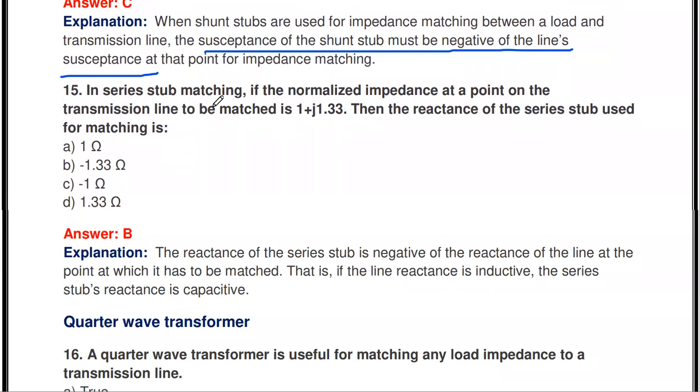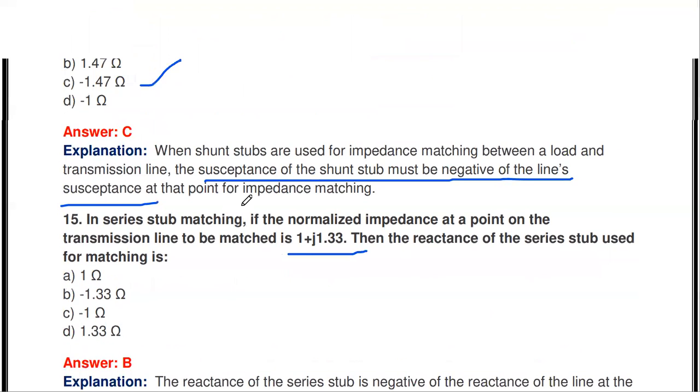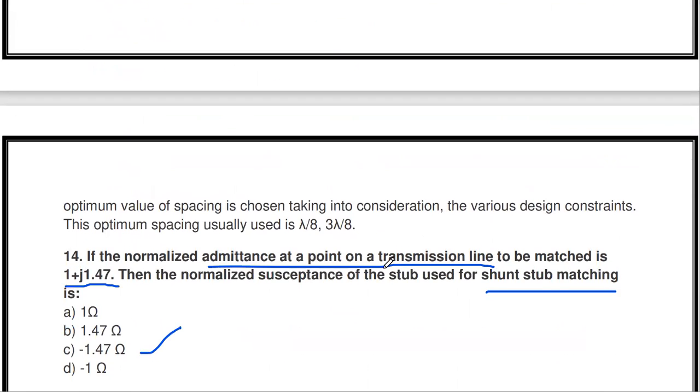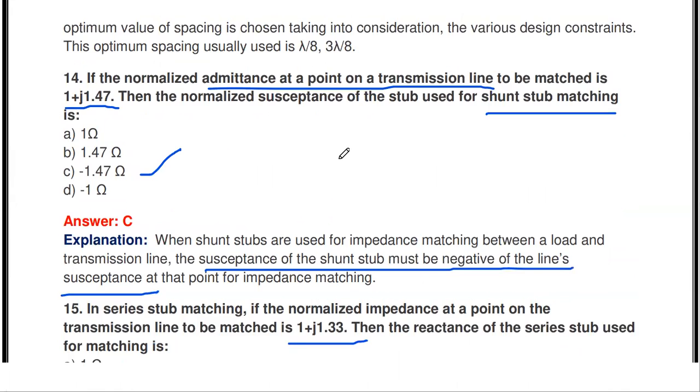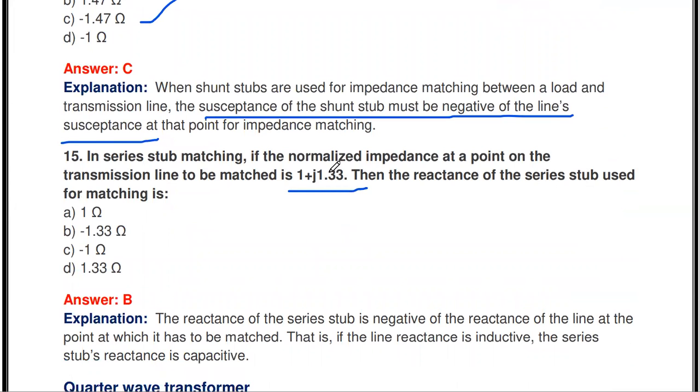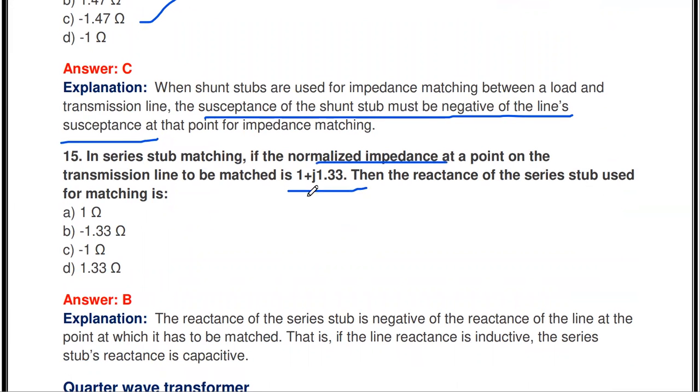The next one: in series stub matching, if the normalized impedance at a point is 1 plus j 1.33, then what is the reactance of the series stub used for matching? This is similar to the previous problem, which was for shunt stub matching. For shunt stub matching, admittance is given and the question is the normalized susceptance of the stub. Here for series stub matching, the normalized impedance is given as 1 plus j 1.33. Then what is the reactance of the series stub?